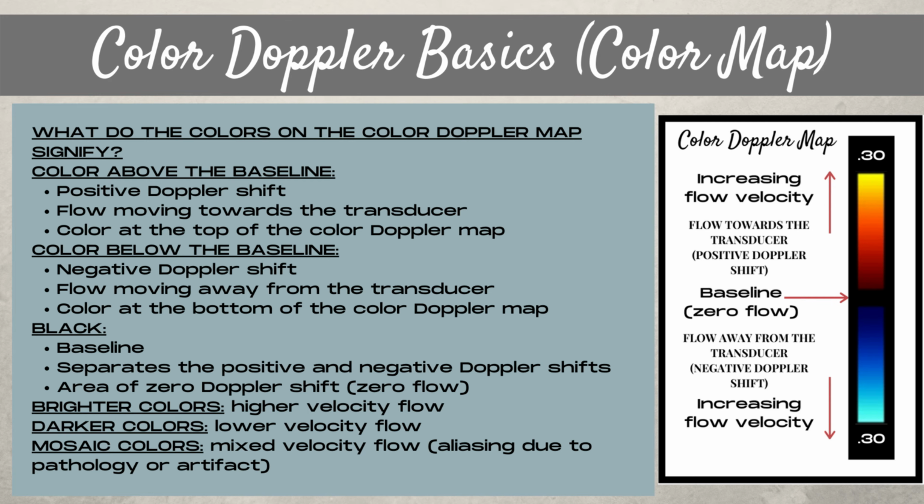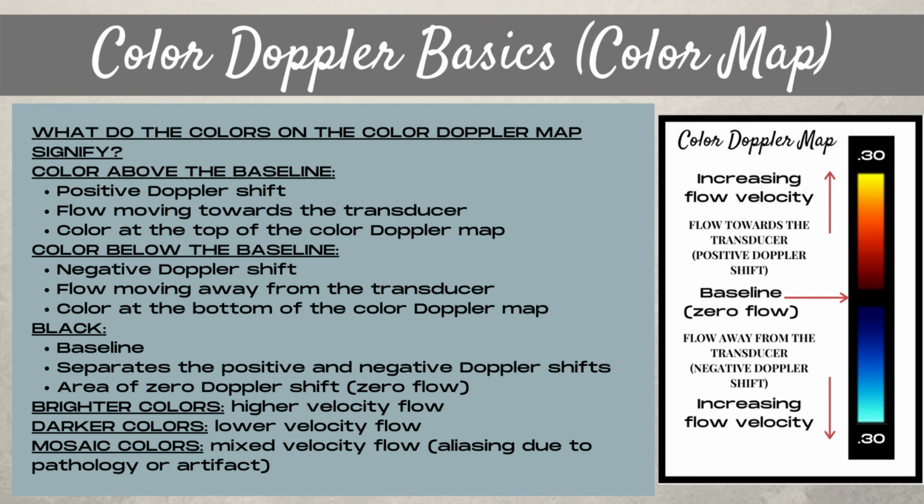The color that's above the baseline represents a positive Doppler shift, and this is flow moving towards the transducer, and it's always going to be the color that's at the top of the color Doppler map. Next, we have the color below the baseline, and this represents a negative Doppler shift, and this is flow that's moving away from the transducer, and this is always going to be whatever color is at the bottom of the color Doppler map. And on the color Doppler map, black represents the baseline, and this separates the positive and the negative Doppler shifts, and this is an area of zero Doppler shift or zero flow.